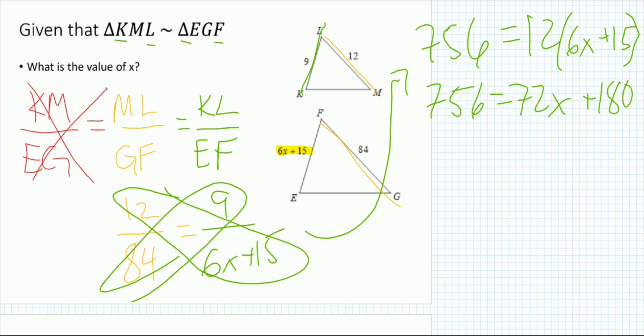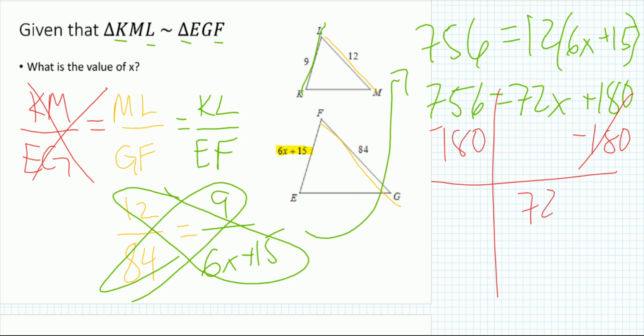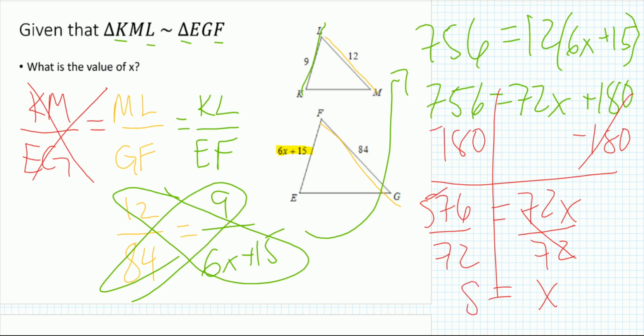And then we're just going to go ahead and isolate the variable. So we're going to do minus 180 on both sides. And then that's going to be equal to 756 minus 180, which is, I'm using a calculator by the way, 576. Divide that by 72 on both sides because I'm trying to isolate the variable. 576 divided by 72 is going to be equal to 8. That's the problem. What is the value of x? So therefore, that means I am done, and that is my final answer.